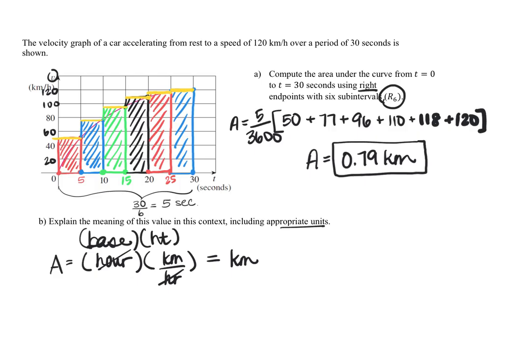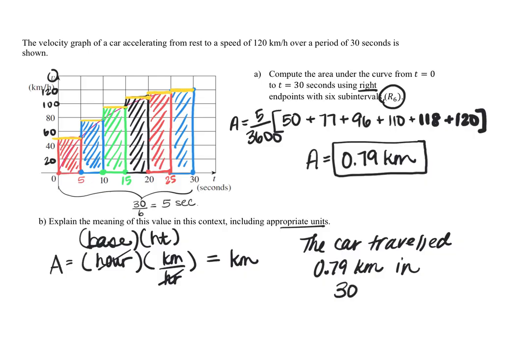So this is telling us that the car traveled 0.79 kilometers in the first 30 seconds. And again, that's an estimate because we did a right-hand estimate. We were eyeballing those heights, but it should be a pretty good estimate. The car traveled 0.79 kilometers in the first 30 seconds.